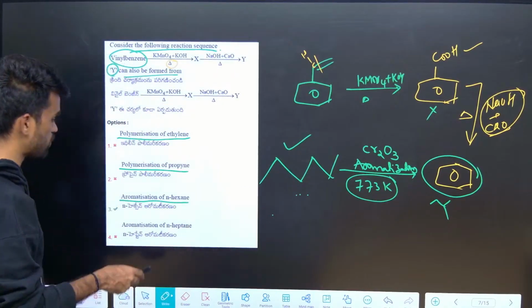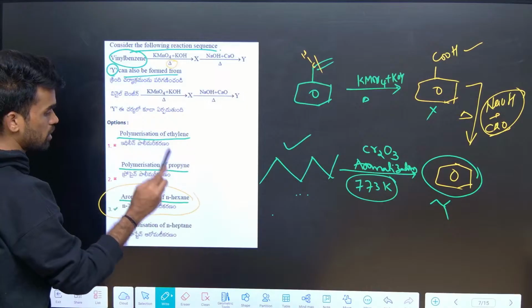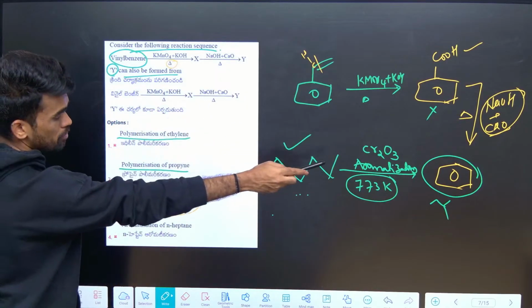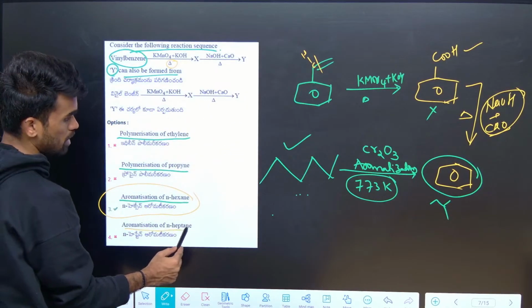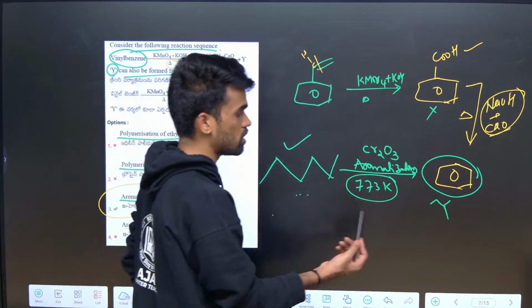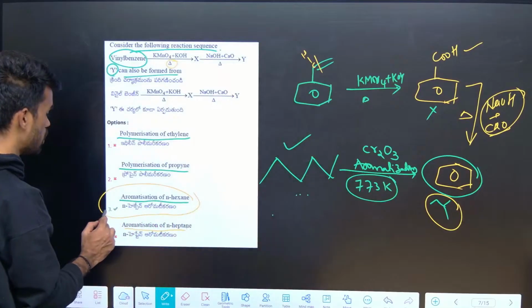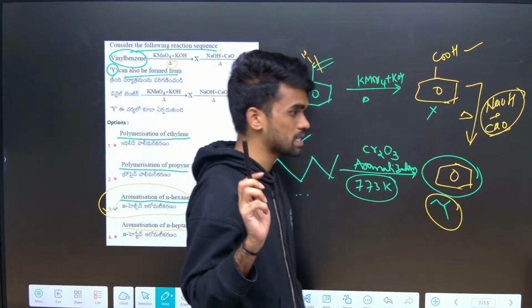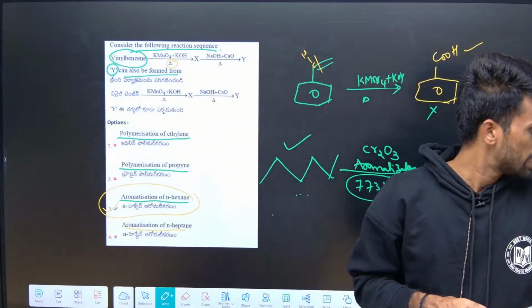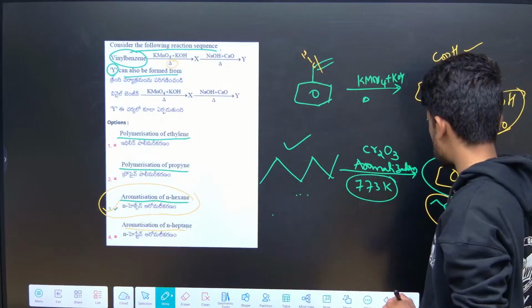So which option is perfect for this? Aromatization of N-hexane gives us benzene, whereas aromatization of N-heptane gives toluene. Toluene is not given in the options, and our Y is benzene only, so the suitable answer is option 3. Hope it is clear. Now let us look into the other questions also.